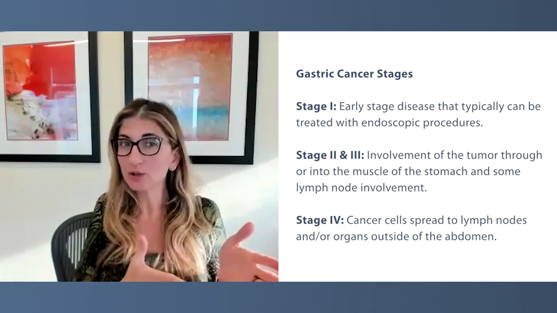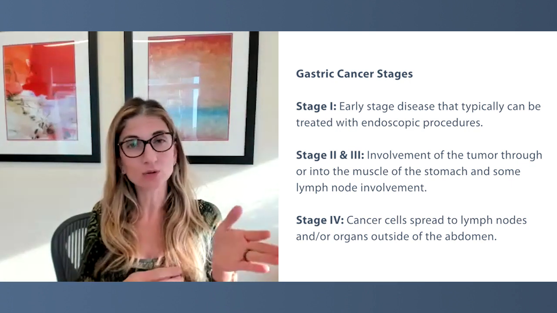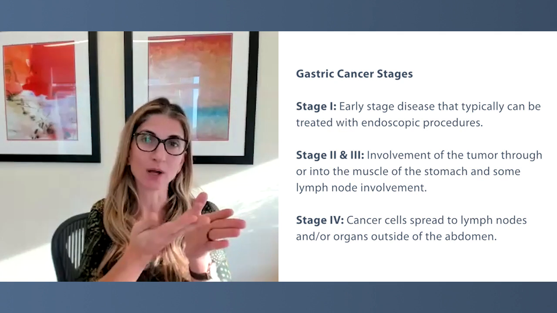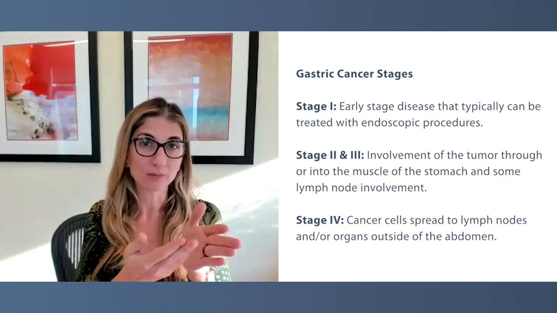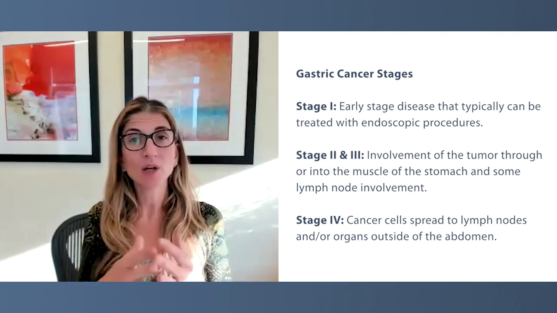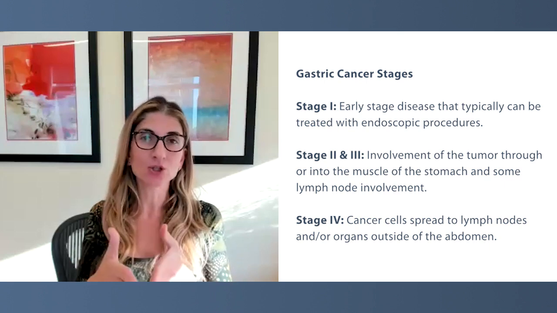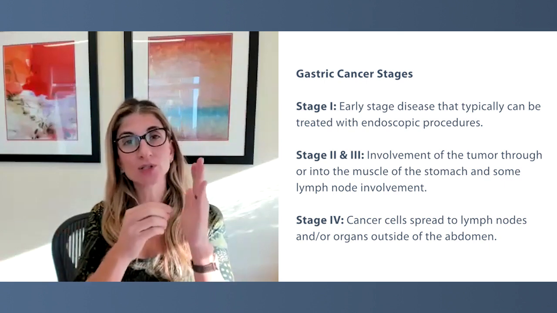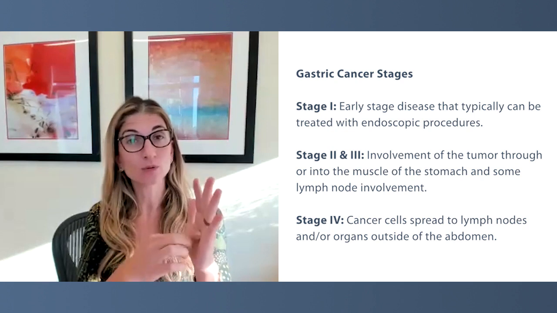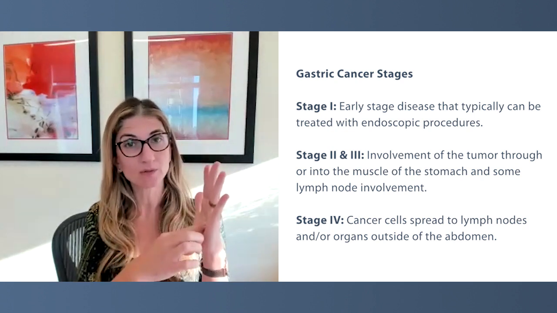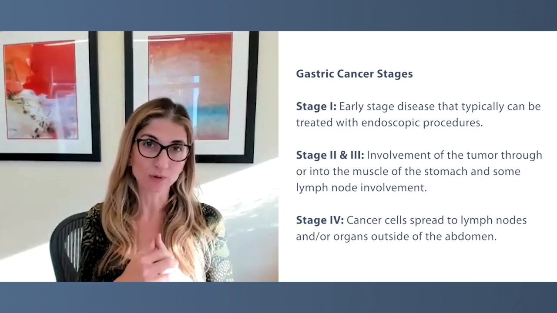And then early stage disease is stage 1. Those are usually ones that we can just scoop out using endoscopic procedures. They don't even need to have a full surgery. And then stage 2 and 3 is usually if there's some involvement of the tumor through the muscle or into the muscle of the stomach, and also some lymph node involvement. But that's how we stage it.